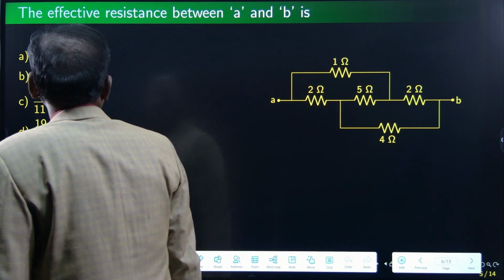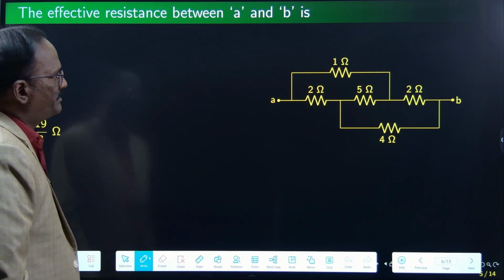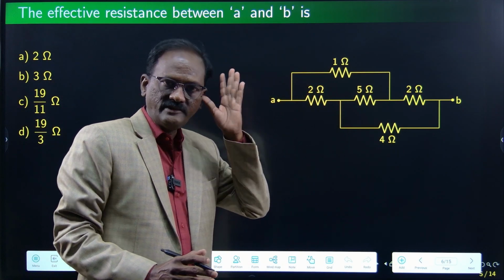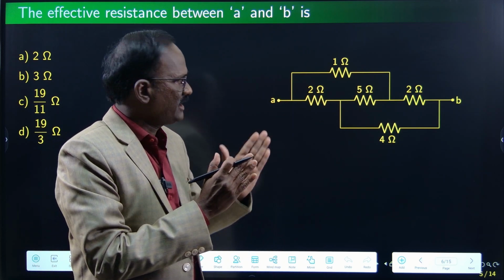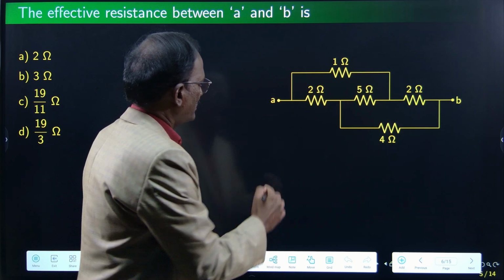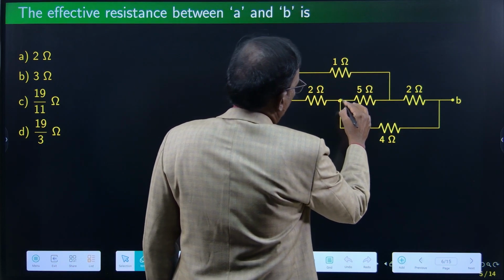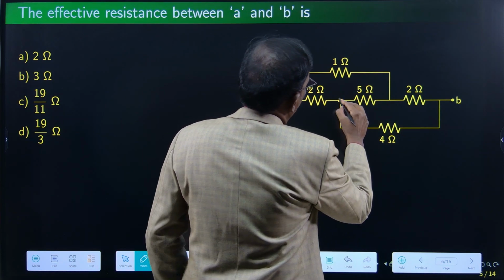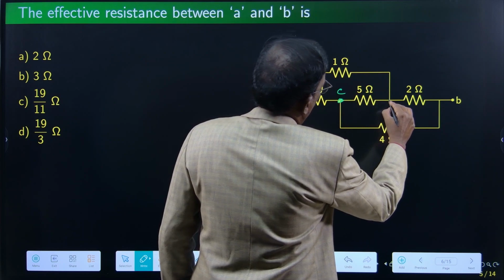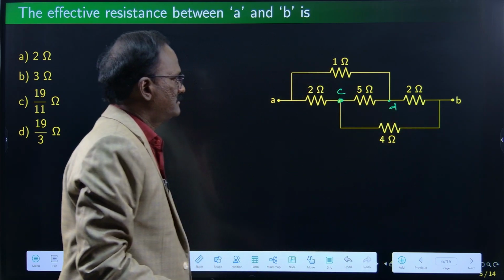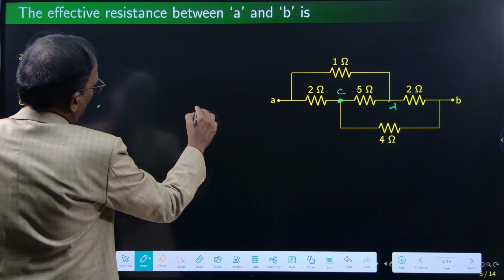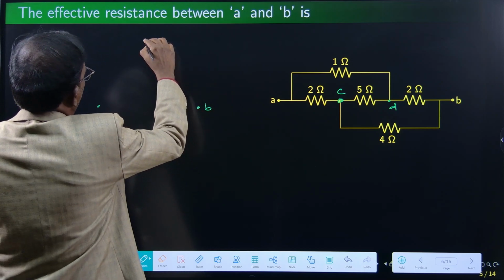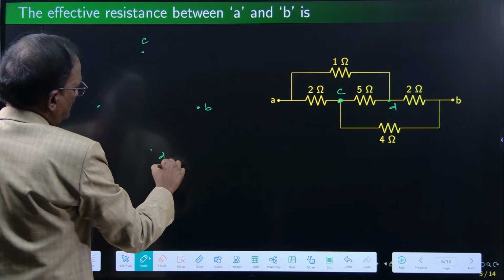The first one: the effective resistance between A and B is. So this is also a Wheatstone bridge. If you redraw it, you will come to know that this setup is a Wheatstone bridge, right? A, B, and these two nodes, let us say C and D. I am redrawing it. A, B, and this is C, and this is D.